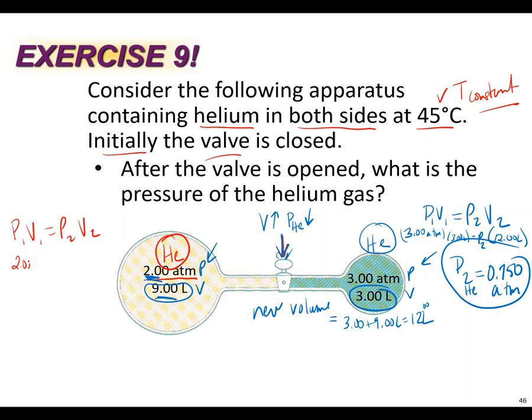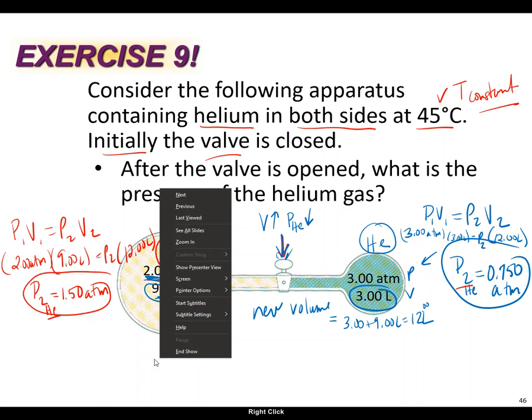So 2 atm times my 9 liters is going to give me my new pressure times the 12 liters. So basically I get 18 divided by 12, because 2 times 9 is 18. This gives me 1.5 atm. So this is of my red helium. So we're looking here now, we have the new partial pressures, the one of the blue, the one of the red. Now we can just add them together.